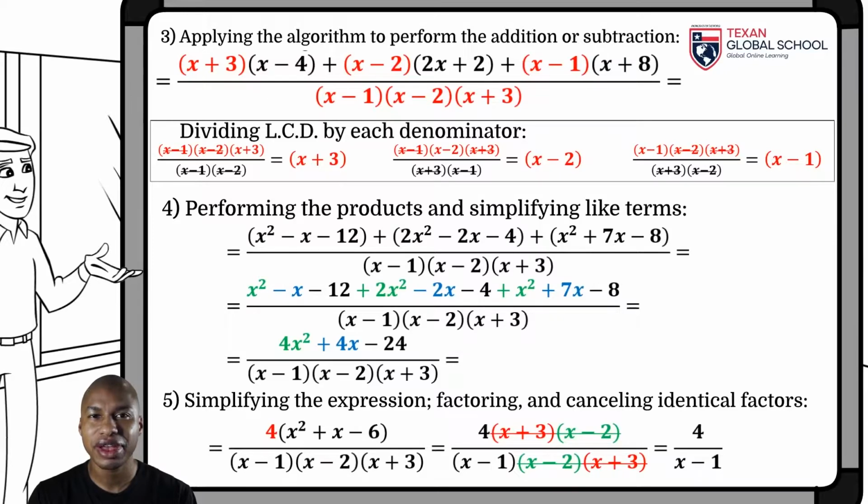Therefore, we obtain a common factor, which is 4, and we factor as a trinomial of the form x squared plus b, x plus c. We look for two numbers that multiplied results -6 and added +1. Therefore, the factorization of this trinomial is x plus 3 times x minus 2. We cancel identical factors, and we obtain 4 over x minus 1.